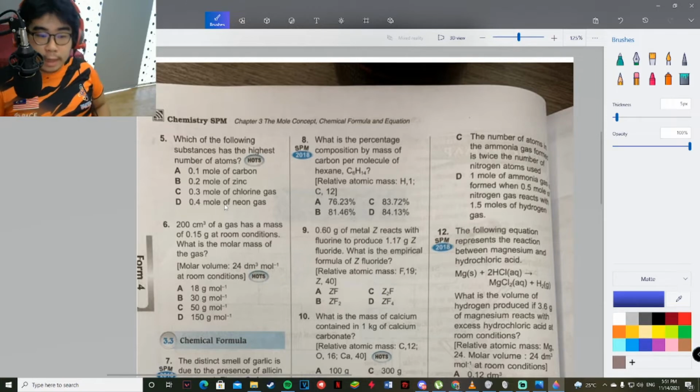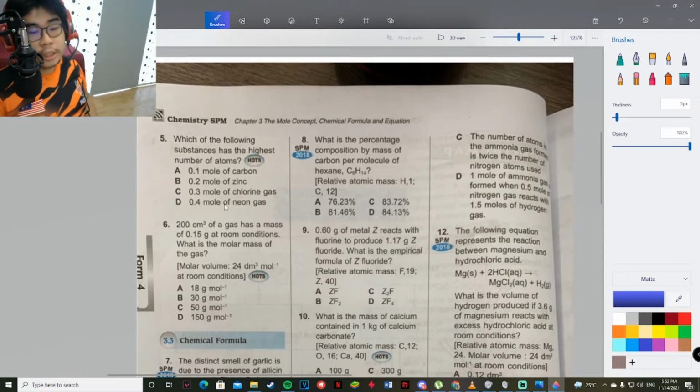I'll be curating and covering a series of Form 4 and Form 5 KSSM syllabus chemistry for students that need assistance in certain chapters like chapter 3, more calculation, in chapters that are particularly harder like chapter 3 in Form 4, maybe chapter 6 salt, acid and base, and probably the redox chapter in Form 5.